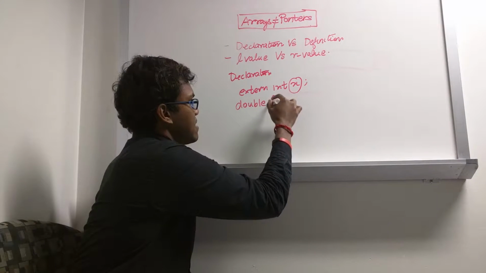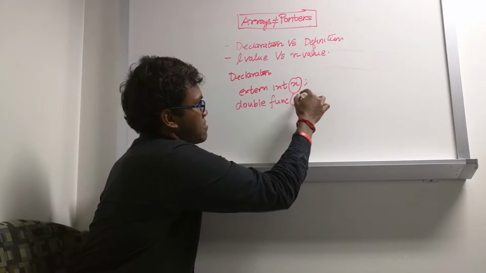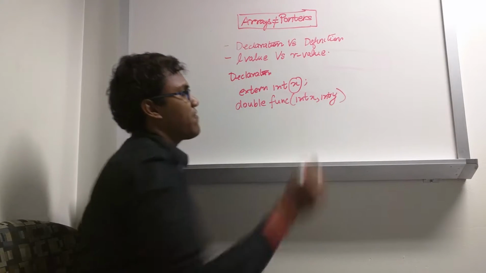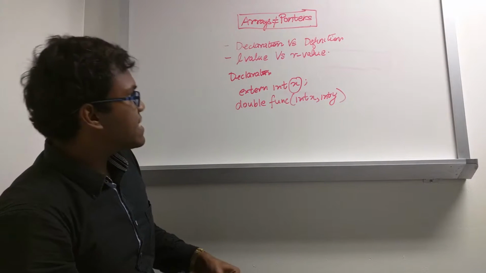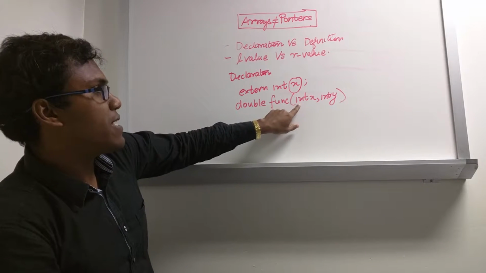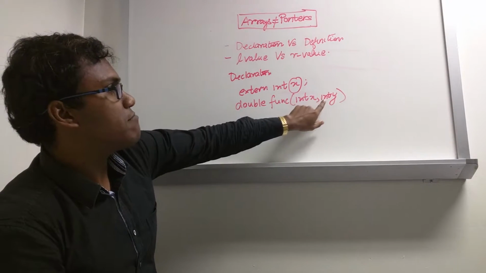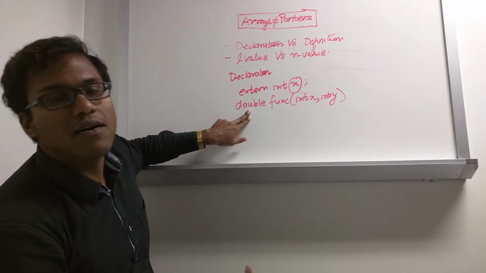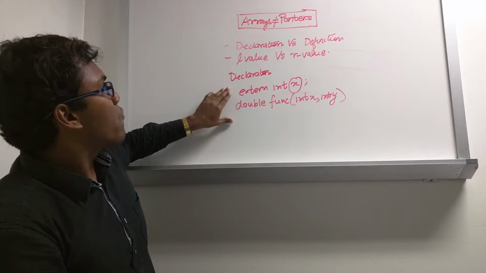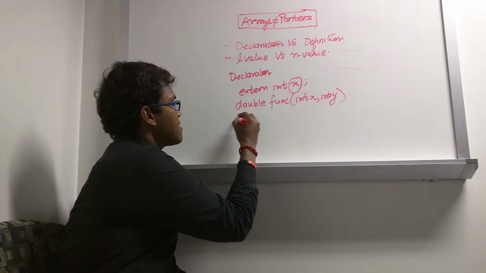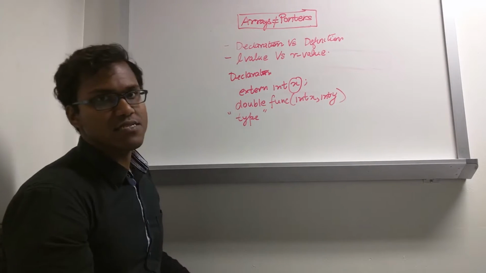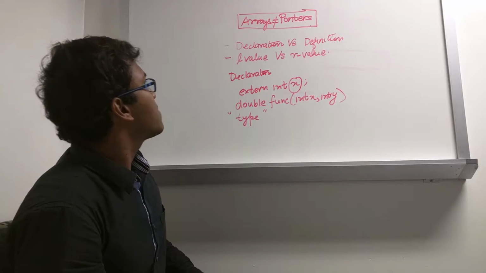So this is a declaration, and another declaration is a function prototype. What it says is the type of the parameters as well as the return value of the function. So in this case, the type of the parameters would be integers. It takes two integer arguments and returns a value of type double. So what a declaration tells you is the type of the object. Nothing more, nothing less. Just the type of the object.